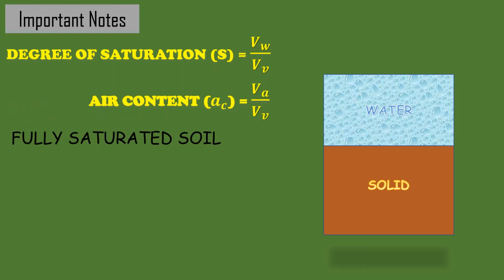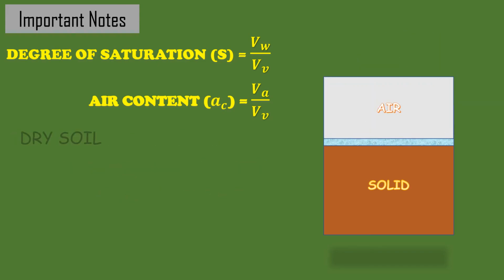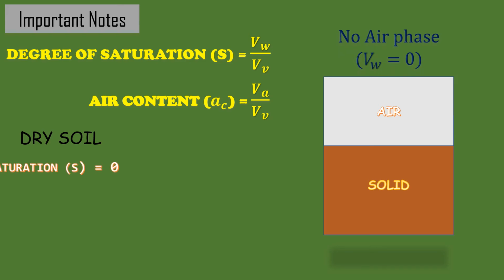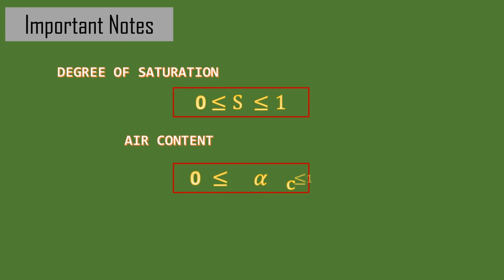In case of fully saturated soil, the volume of air will be 0, hence degree of saturation will be 100%, and the air content will be 0. In case of dry soil, the volume of water will be 0, hence degree of saturation will be 0, and the air content will be 100%. So, in general we can say that the values of degree of saturation and air content will always be between 0 to 1.